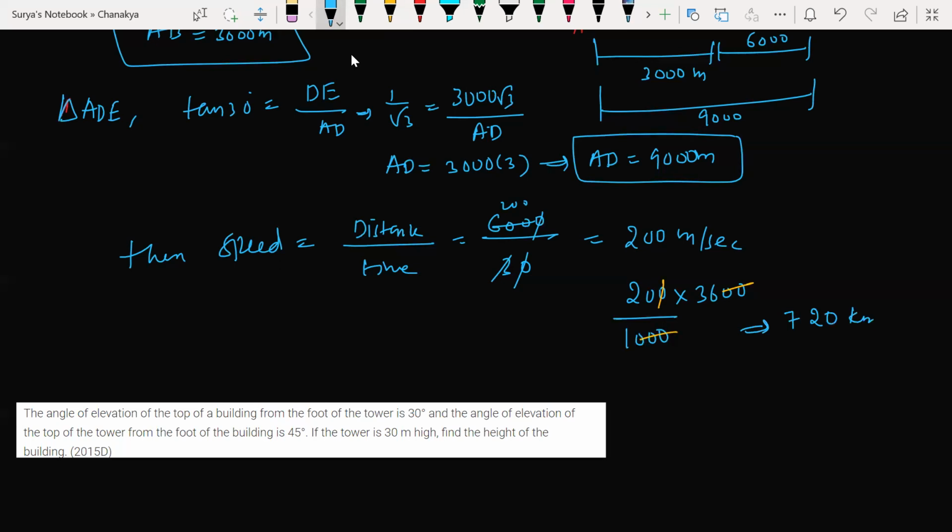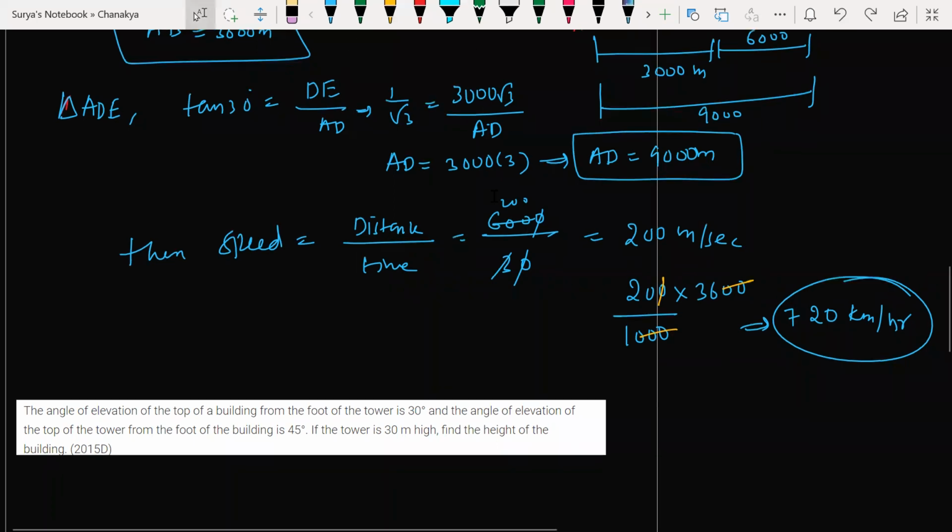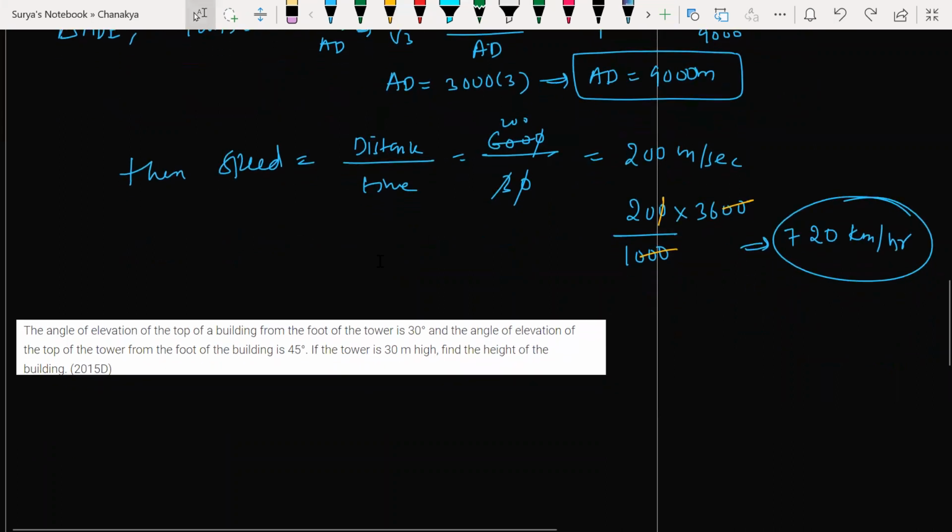72 kilometer per hour. How many of you got this, guys? Look at this here. 720, a meter per second, right? I'm converting into kilometer per hour. So 1 hour would be 3,600 seconds. So like that. Okay? By 1,000. Clear?